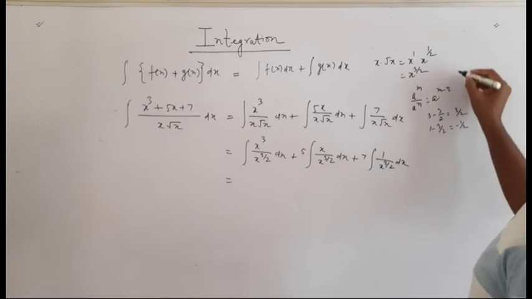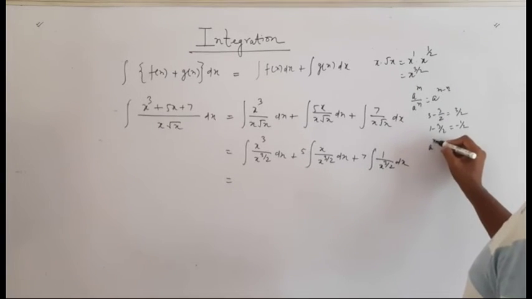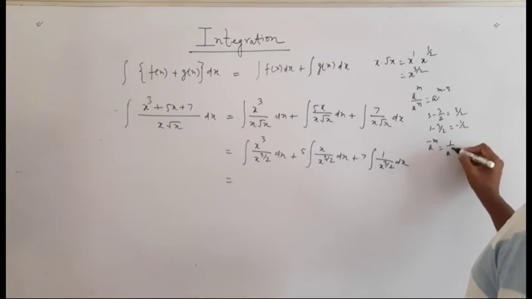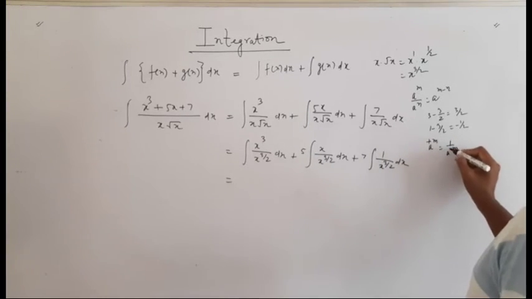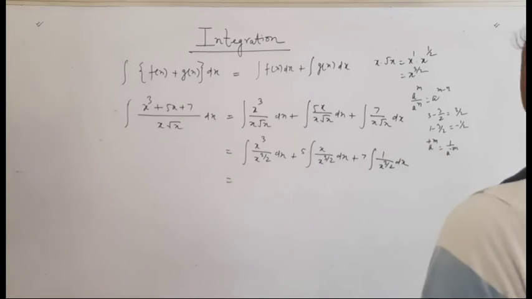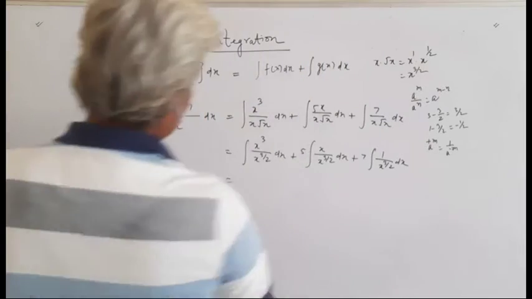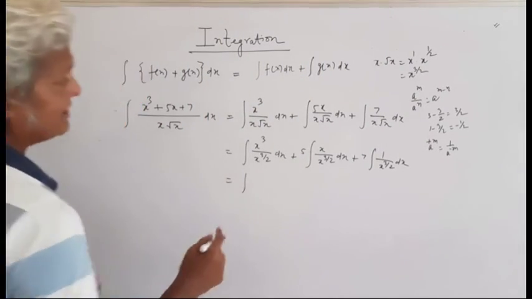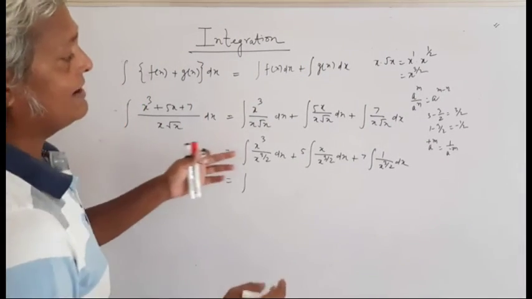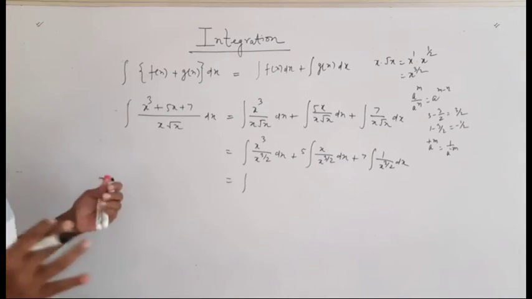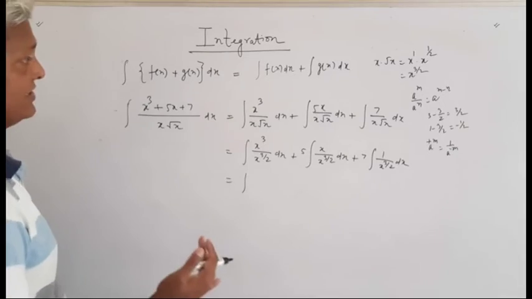And one more formula goes like: 1 upon a to the power minus m is a to the power m. These are the formulas of the indices. So here we haven't applied the rule of integration yet, we are just manipulating it algebraically so that it can come into the respective forms where we can use the formulas of integration.